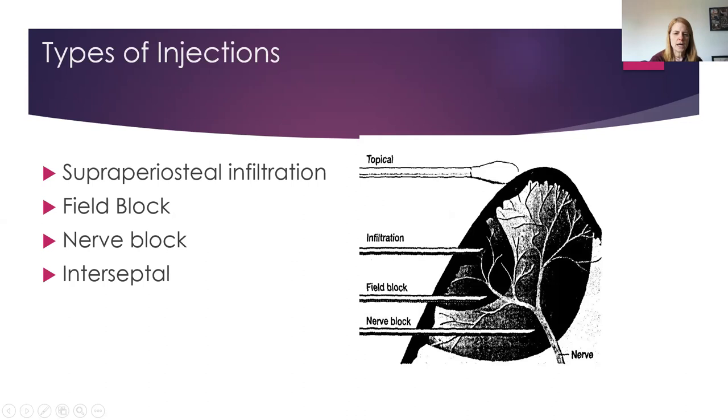Then we've got our nerve block at the very opposite end. So our nerve block is injection of local anesthesia in the vicinity of a major nerve trunk to anesthetize the nerve's area of innervation. So usually the injection is a distance from the treatment area. An example of this might be our inferior alveolar, where we're injecting in the back near the mandibular foramen, near the lingula, and we're expecting that anesthesia to go to the midline.